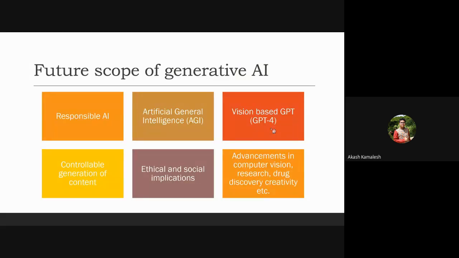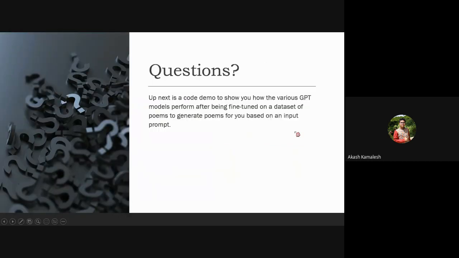The future scope of generative AI is vision-based GPT, going in the direction of vision or adding speech, as Sir mentioned, and then artificial general intelligence, responsible AI, controllable generation. Controllable generation is becoming a problem because some people are using GPT for unethical situations, right? So controllable generation of content and specific fine tuning in the case of businesses, and advancements in research and drug discovery.